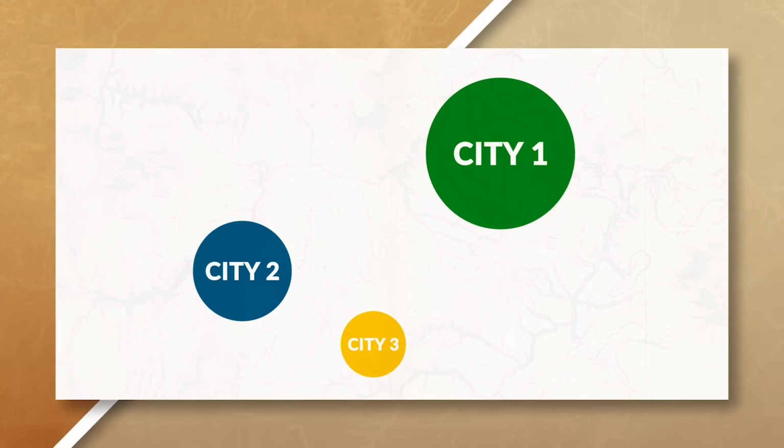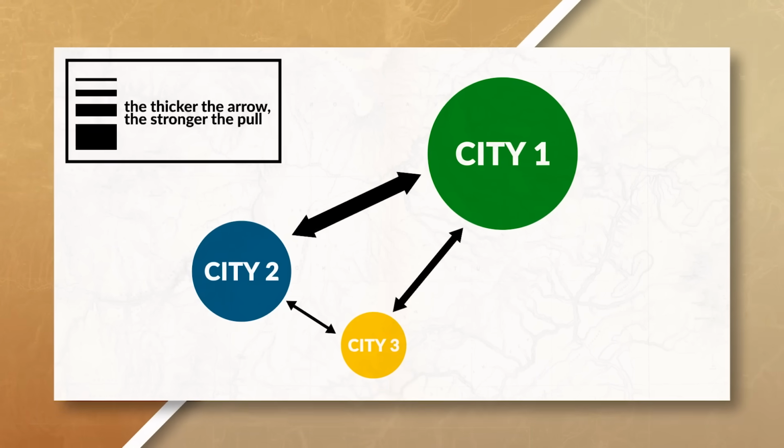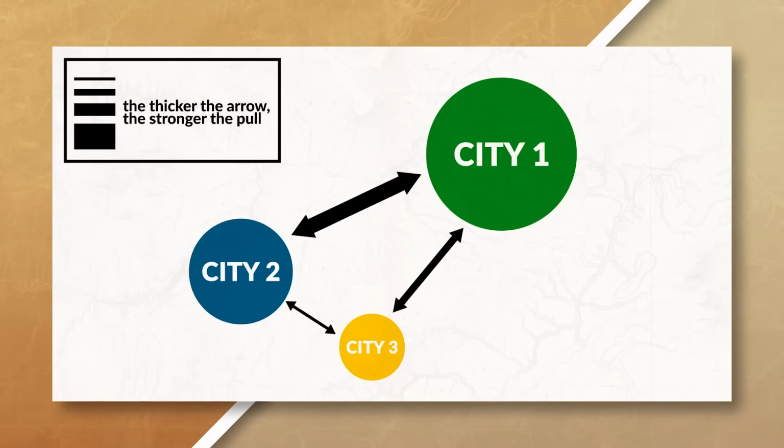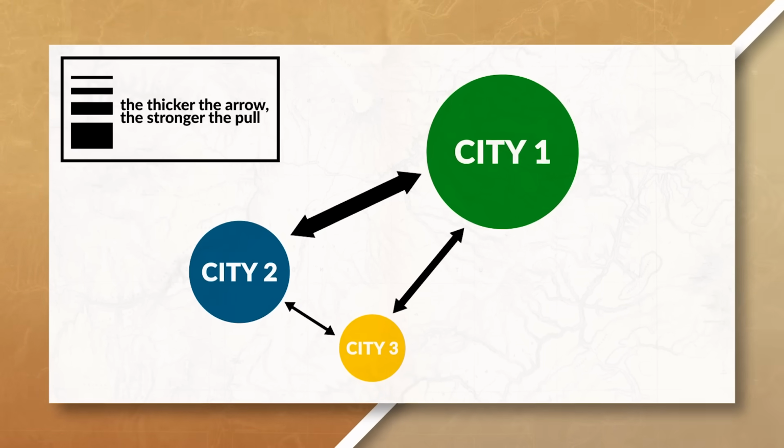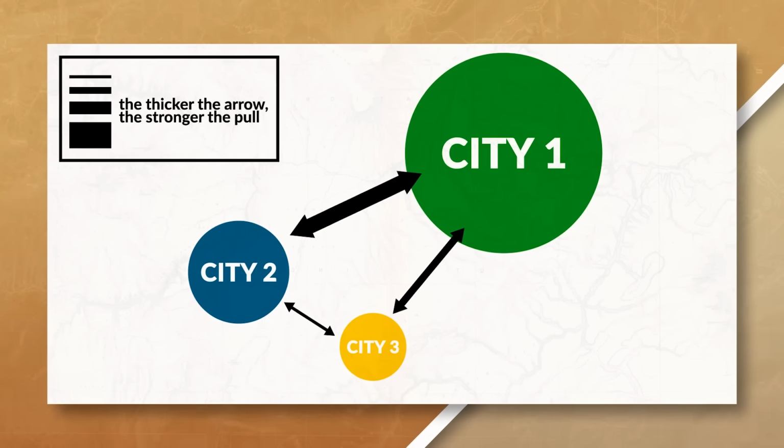This pattern is also observed in the gravity model, which helps to explain migration flows between different geographic locations. The gravity model is based on the assumption that migration flows are influenced by the population size and distance between the migrant's origin and destination. Notice here, even though City 2 and City 3 are closer together, both are more likely to migrate and interact with City 1. Ravenstein also noted that whenever migration happens, a counterstream would be created.